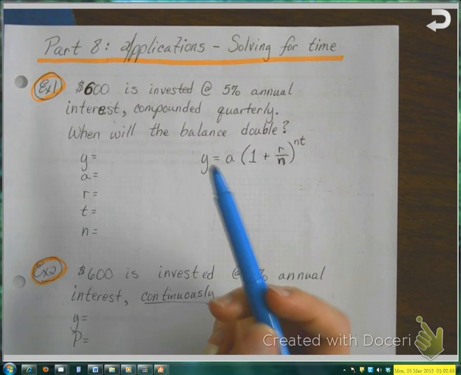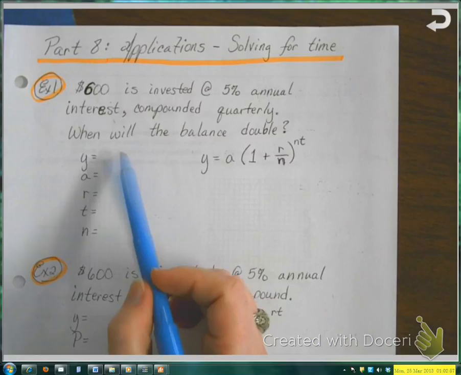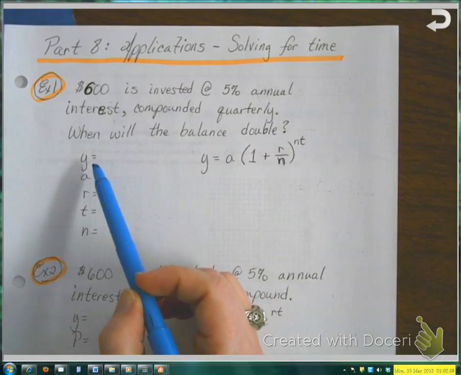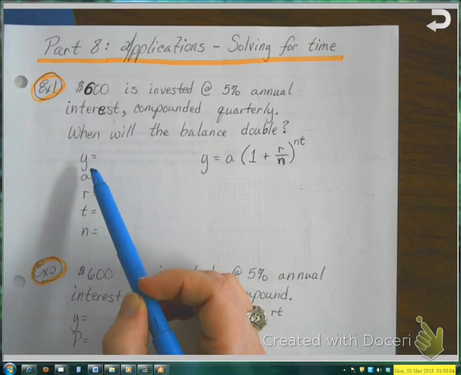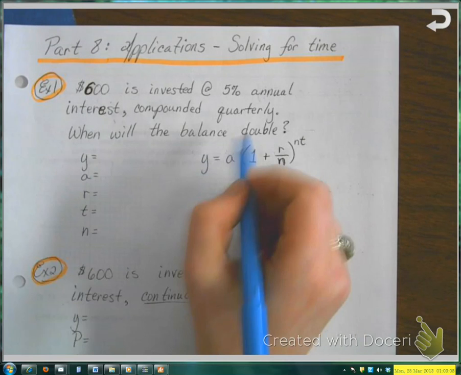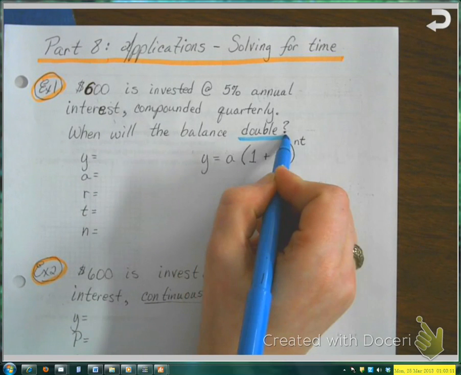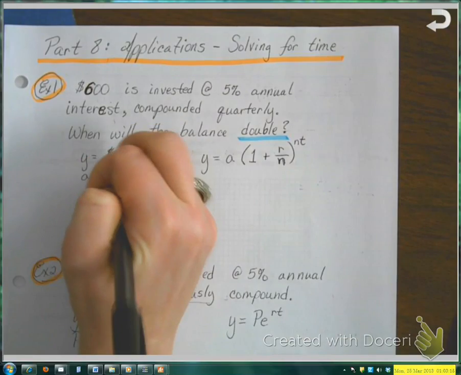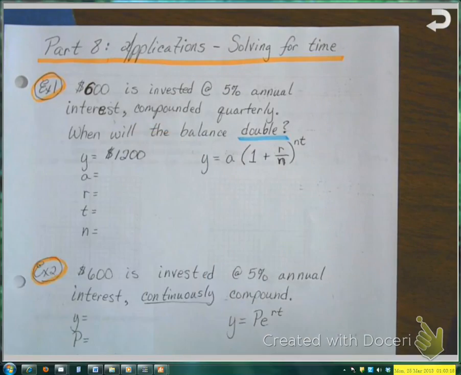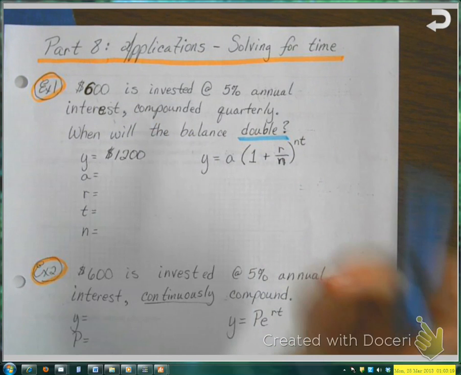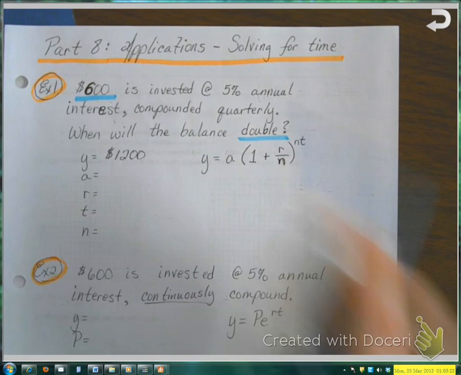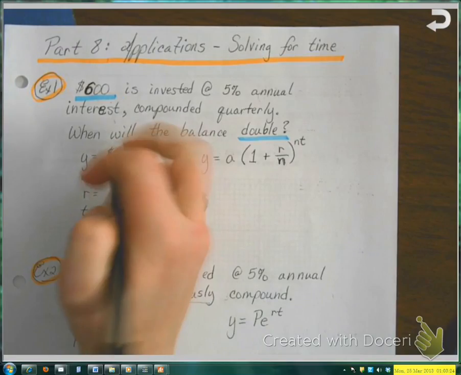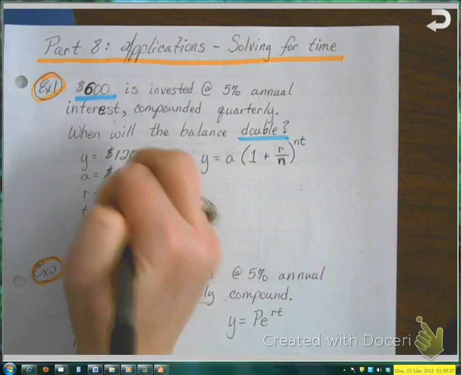So first, we're going to go down the list. What is Y? What does it stand for? Total amount. So what is the total amount I'm looking for? 1,200. Now where'd you get 1,200? It says doubled. And what am I doubling? 600. So 600 has to be what? Which letter? A. It is my starting amount. 600 is A.